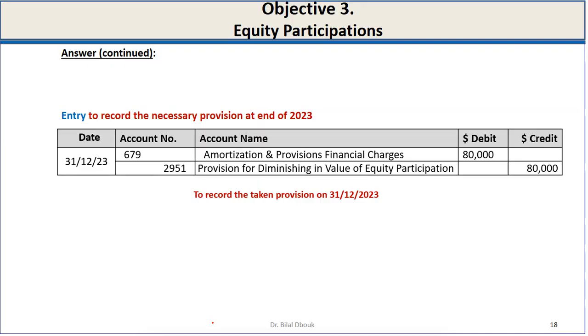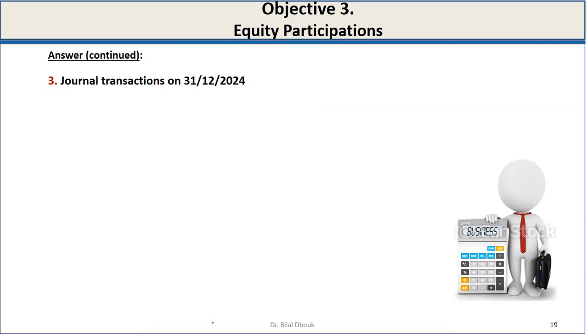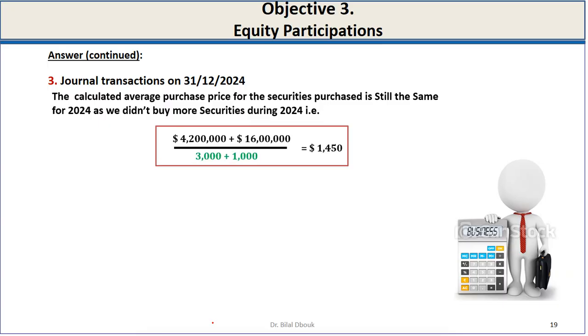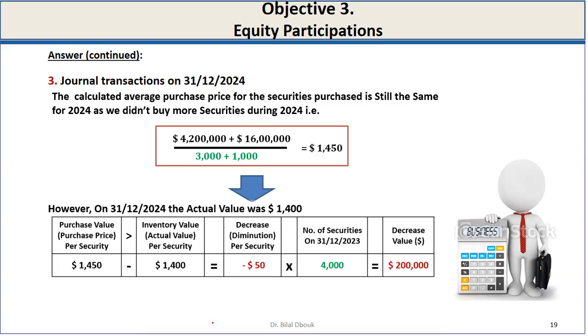I debit 679 account amortization and provision of financial charges, and I credit 2951 account provision for diminution in value of equity participations. In the following year, I do the same exercise for year 2024. I need to compare the purchase price as an average cost and the inventory value or market value. The average cost is still the same, $1,450, but the inventory value or actual value is set at $1,400.